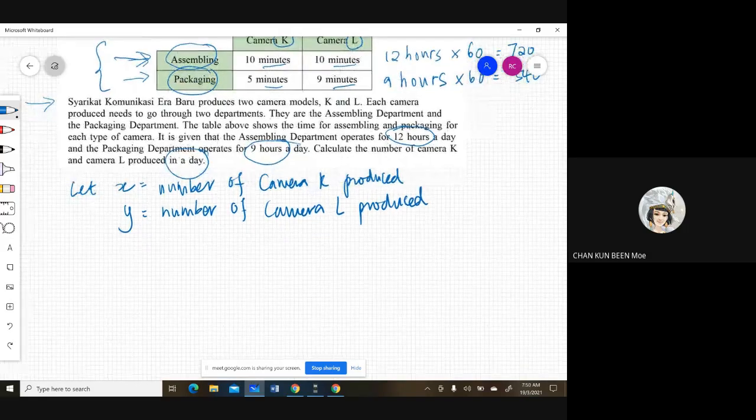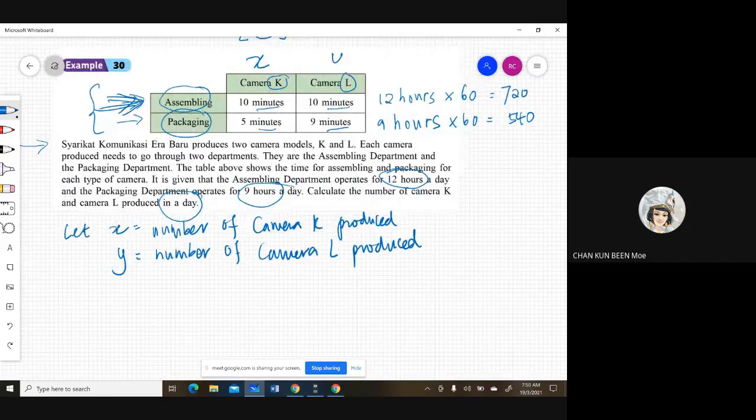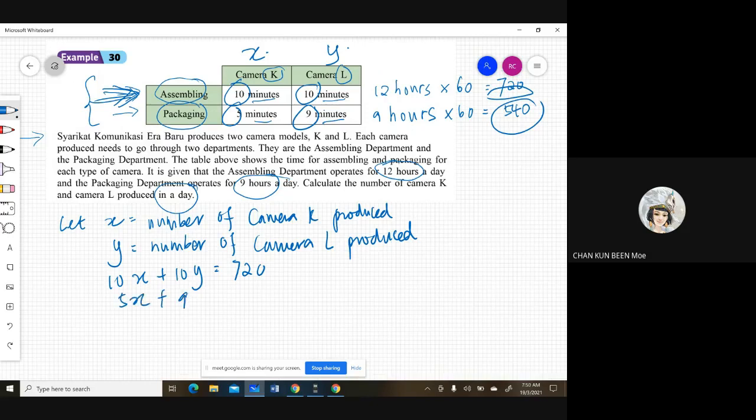Okay, so from there again, first we need to show the linear equation. So the first linear equation for this one, because you already know camera K is X and camera L is Y here, right? This is X, this is Y, meaning we are going to use 10X plus 10Y equal to 720. So I write down first 10X plus 10Y equal to 720. For the second equation, it is 5X plus 9Y equal to 540. So I write down 5X plus 9Y equal to 540.